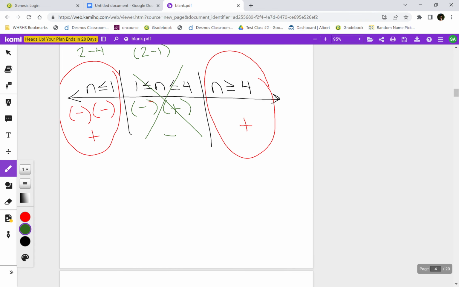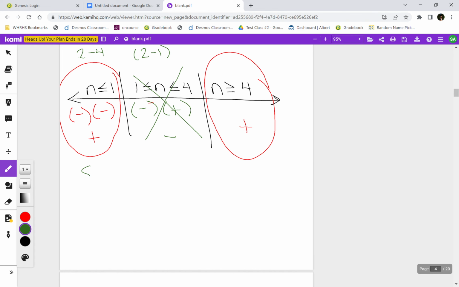So what we're going to do is set up our solution set, and we're going to write n such that n is less than or equal to 1, or n is greater than or equal to 4. But then what are we going to write? We're going to write n cannot equal 0, n cannot equal negative 4.